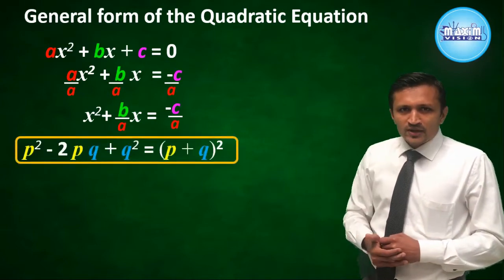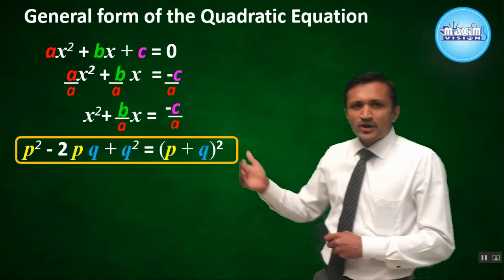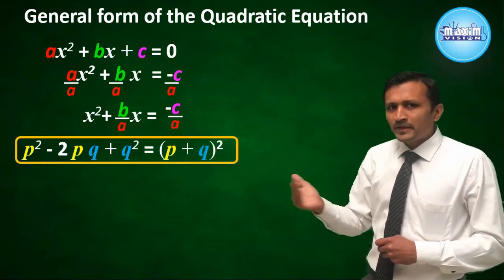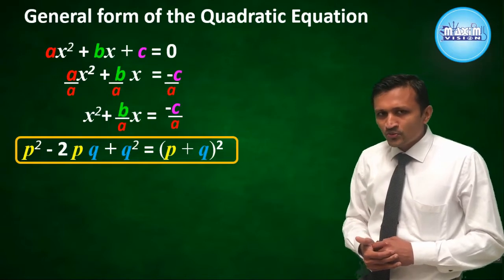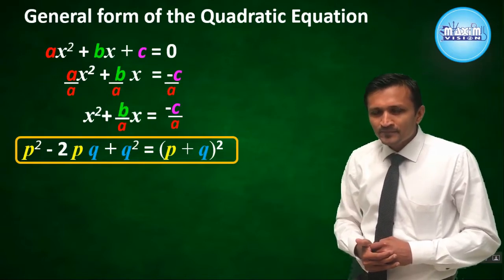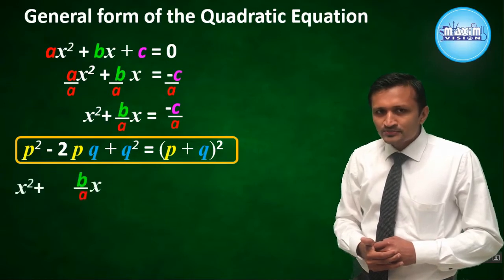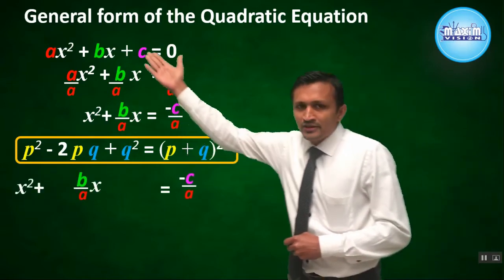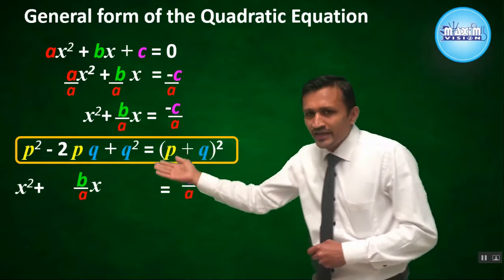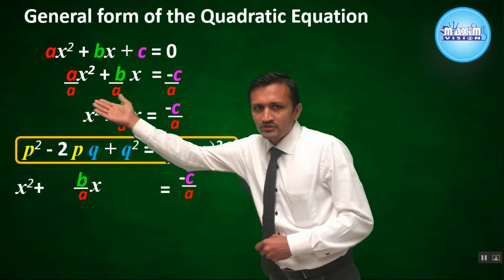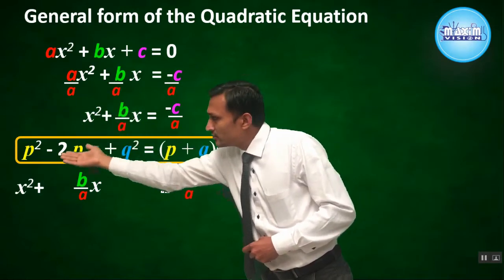That past knowledge, the expansion of a binomial expression like this, can apply to this instance also. Then we can bring this term to the left hand side, x squared plus b over a x equals minus c over a. We can arrange this left hand side expression here also.